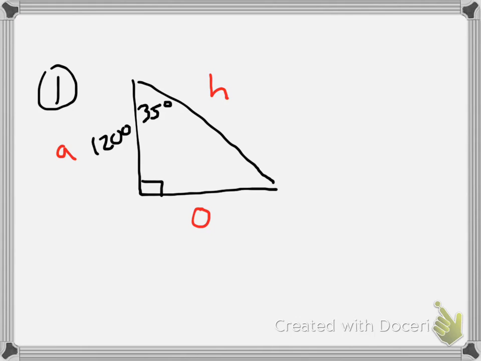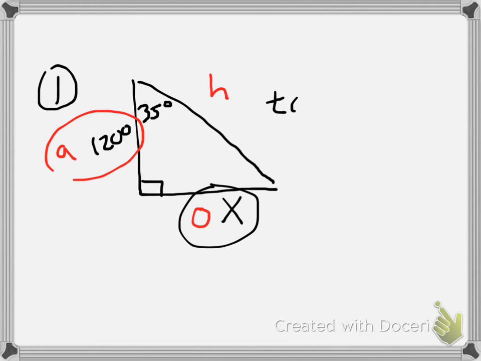So in this case, we know something about an adjacent, and we know something, I'm sorry, I completely forgot to put the x in the problem, and we know something about an opposite. So that automatically means we're dealing with tangent. So it's going to be the tangent of 35, and tangent is always my opposite over my adjacent, so it's going to be x over 1200.